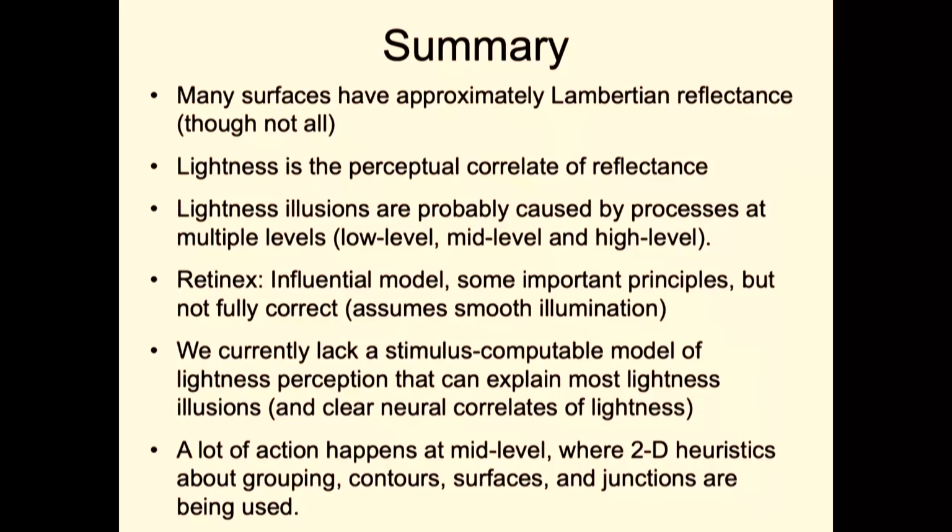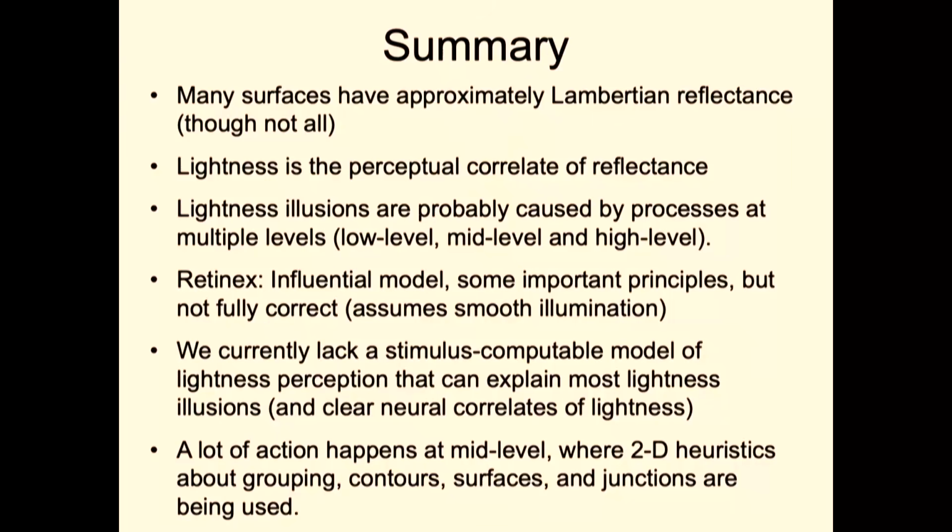And you're able to actually make reflectance estimates that seem to incorporate the effects of abrupt illumination boundaries. So we currently lack a stimulus computable model of lightness perception that can explain most lightness illusions. We also don't have clear neural correlates of lightness. Okay, so that's kind of an open question.